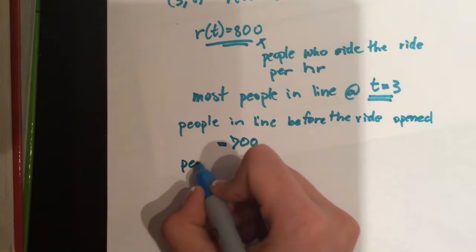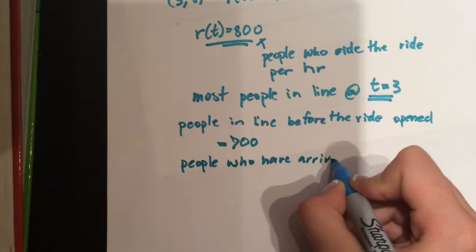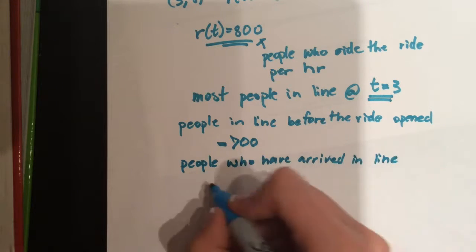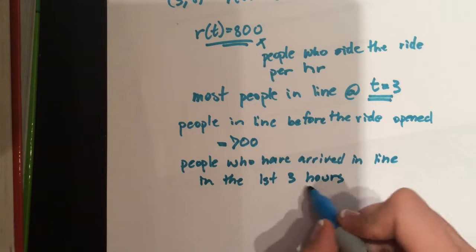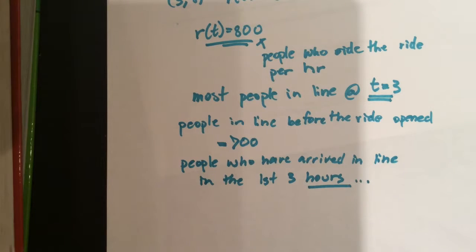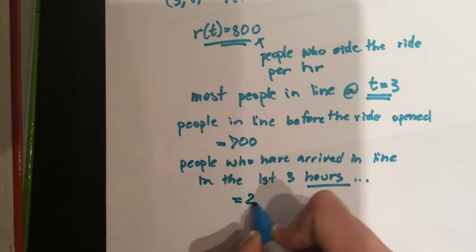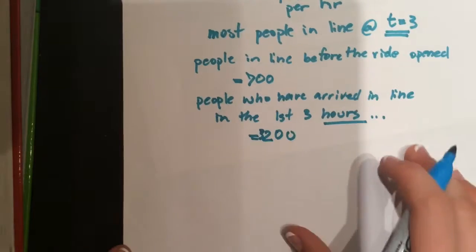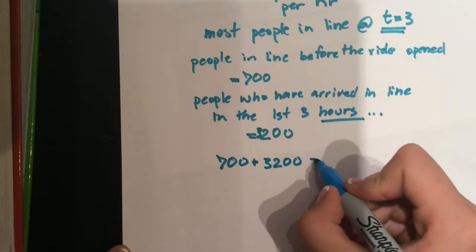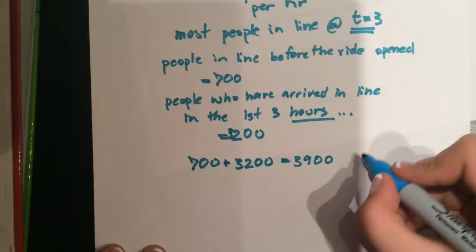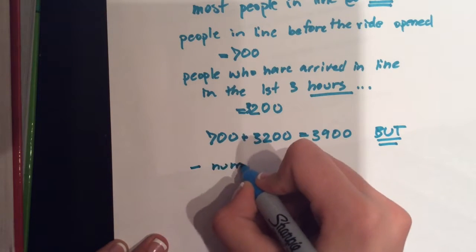The next thing we have to think about is the number of people who have arrived in the line since the ride opened, so in those first 3 hours. And that question sounds pretty familiar, right? Thankfully, we've already done that. That was the integral from 0 to 3 that we did in part A, and the answer for that was 3,200 people. So the people who have waited in the line during those first 3 hours, whether they arrived before or after the ride opened, is equal to 3,900.